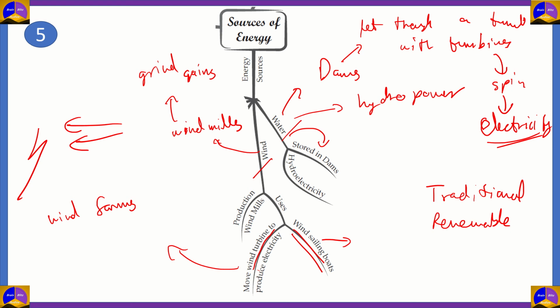Water moving through rivers as well as streams and also oceans has a lot of energy in it. Therefore, water is an ideal source of mechanical as well as electrical energy.